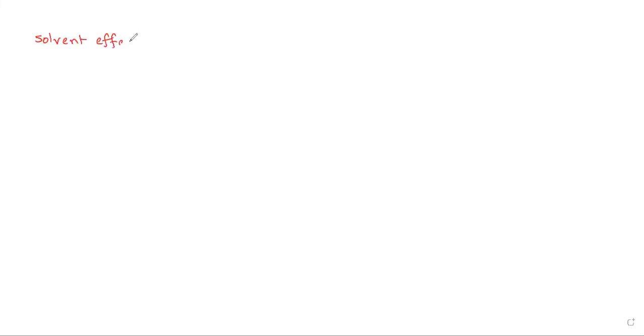Let's now discuss the solvent effect on SN1 reactions. In SN1 reactions, polar protic solvent is used. What is a polar protic solvent?